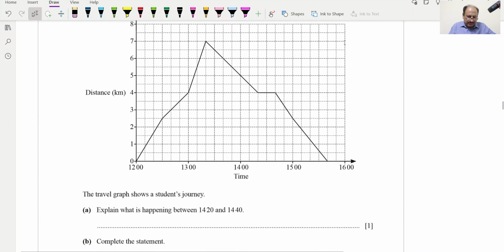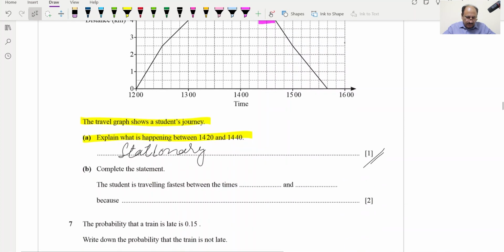Now we can move to question number 6. Question 6 says the travel graph shows a student's journey. Explain what is happening between 1420 to 1440. 1420 to 1440 is this journey, and this one is distance is not changing, so it means stationary. So this is 1 mark part.